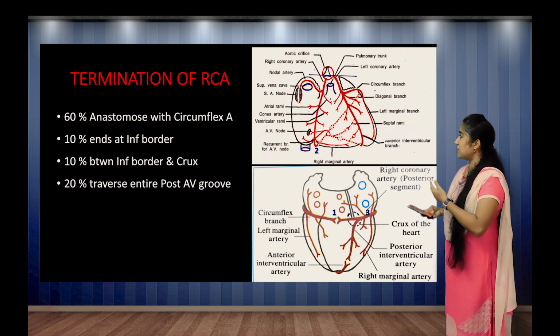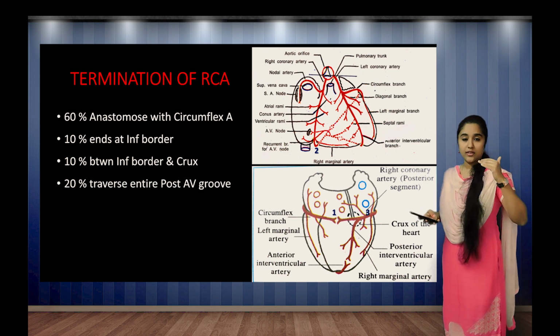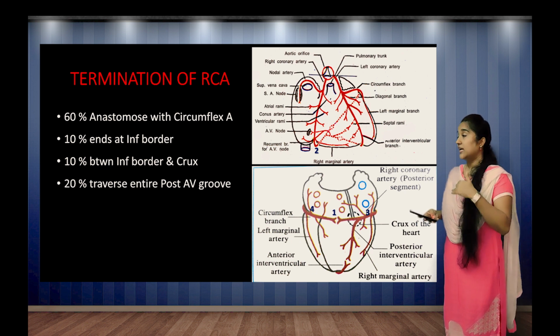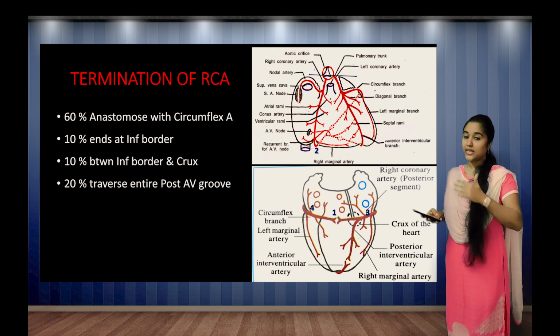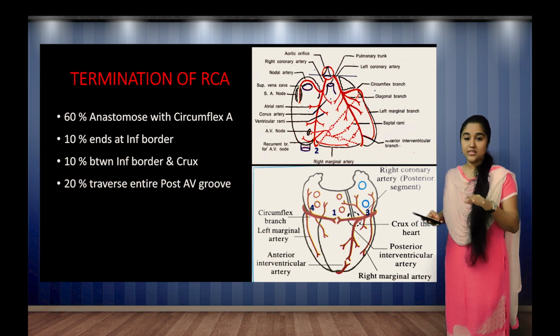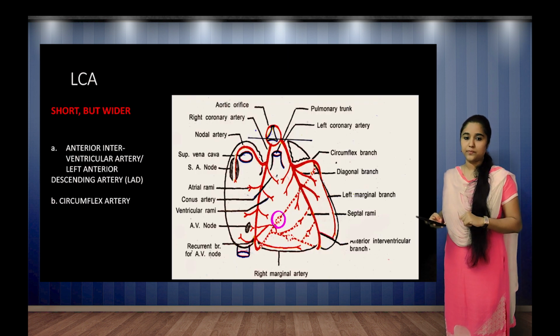In another 10% of the population, it ends between the inferior border and the crux of the heart. In another 20% of the population, it traverses the whole posterior atrioventricular route. That means it replaces the circumflex branch of the left coronary artery. So these are the 4 types of termination of the right coronary artery.